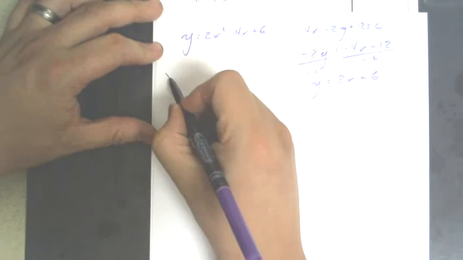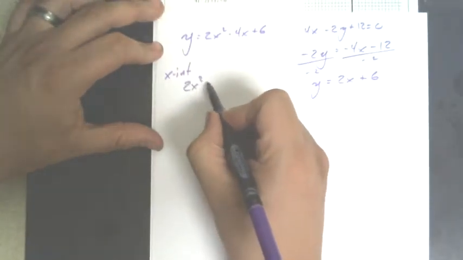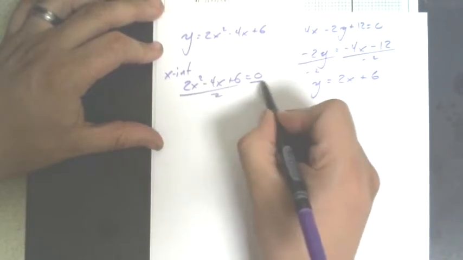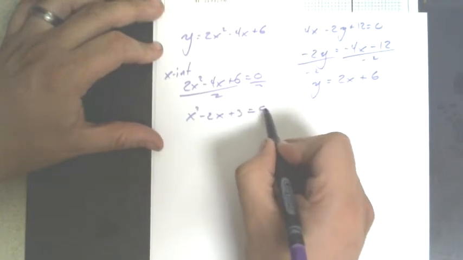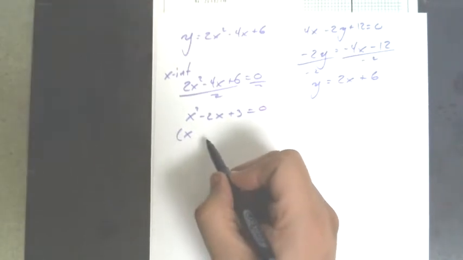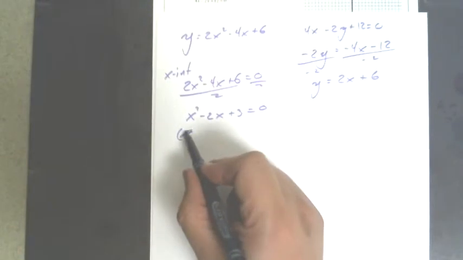Trying to graph this, it might be nice to find x-intercepts. You find x-intercepts by setting it equal to 0. I might then divide that 2 off just to make your numbers a little smaller. Hopefully it's factorable. If it's factorable, great. If not, that's fine too. I'm not sure that's factorable. It's not factorable.